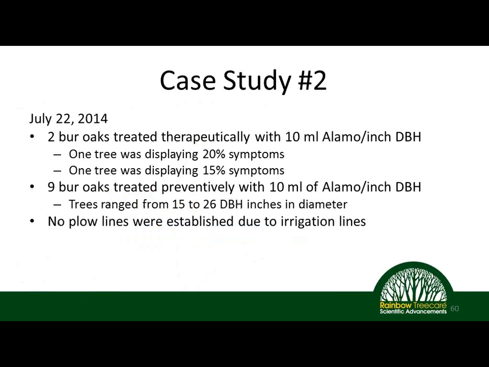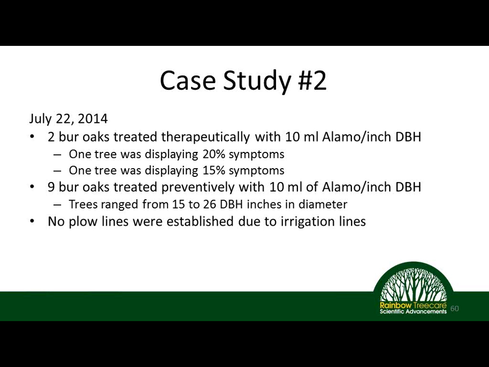So the second case study is on bur oaks, 2 bur oaks that were treated therapeutically at the 10 mil rate of Alamo. One of those trees was displaying 20% symptoms, the other was displaying 15% symptoms. So the key here, again, we're able to treat oaks in the white oak family therapeutically.